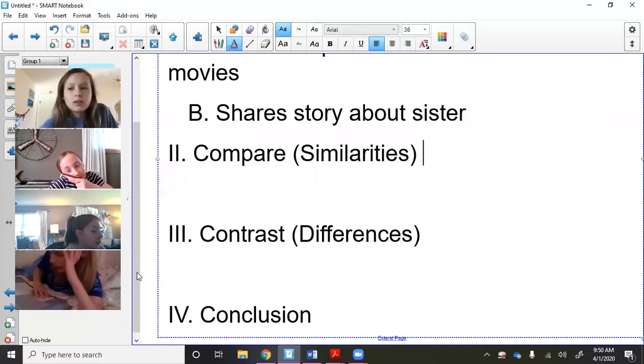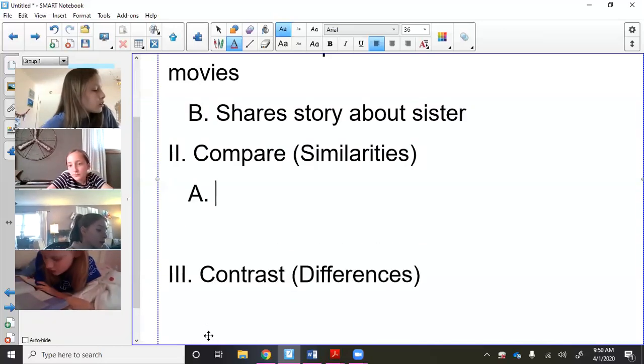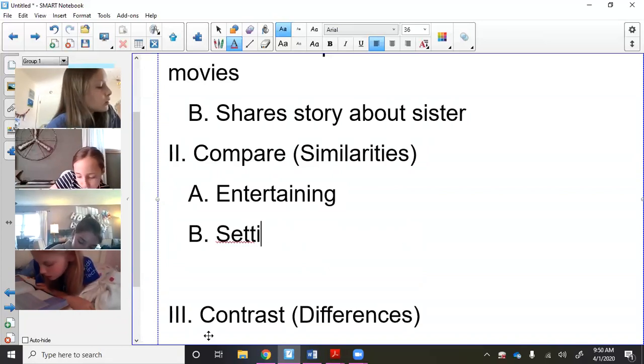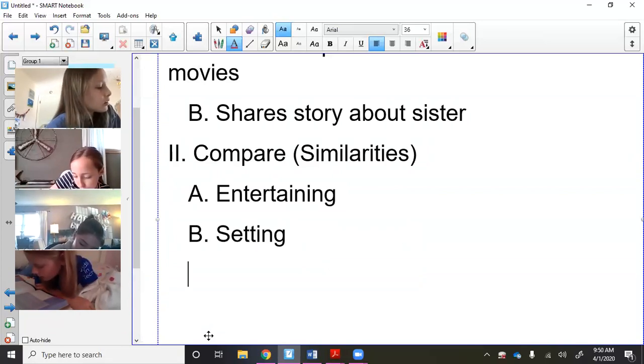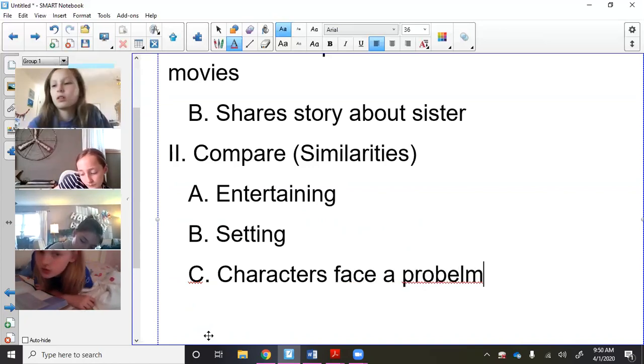My sister and I admit that books and movies have their similar points. Both are entertaining because they tell a great story. Each has a setting that tells or shows where the story takes place. Also, they have characters that are faced with a problem. Likewise, books and movies both have a plot that tells what happens and an ending that brings the story to a close.